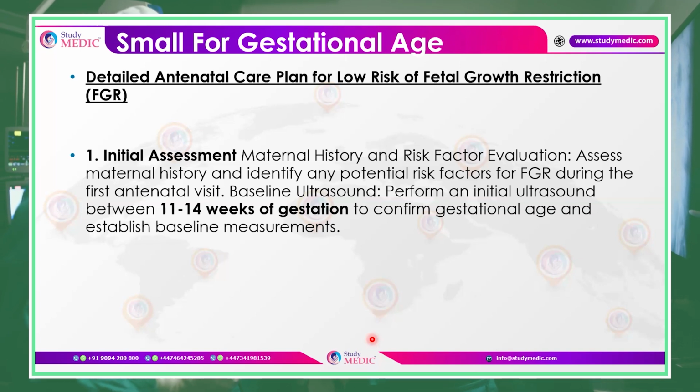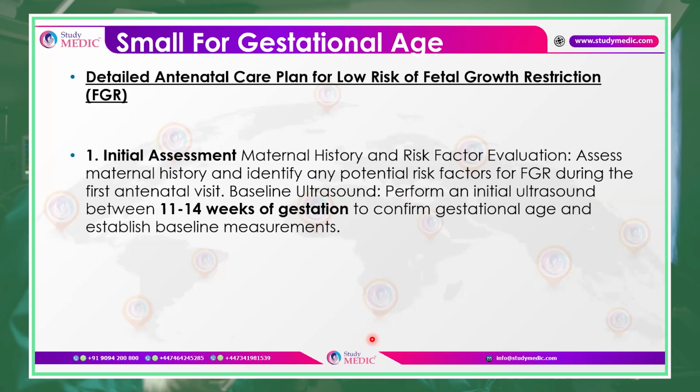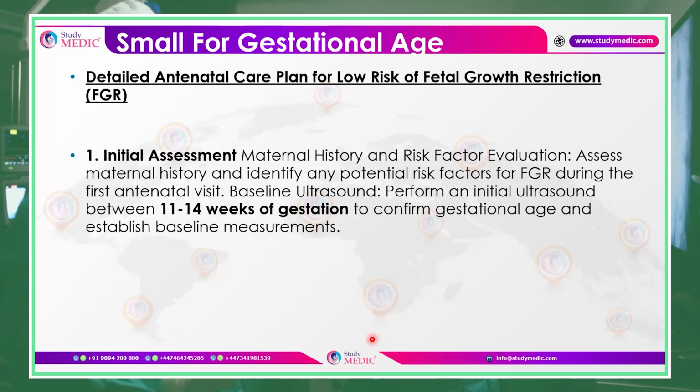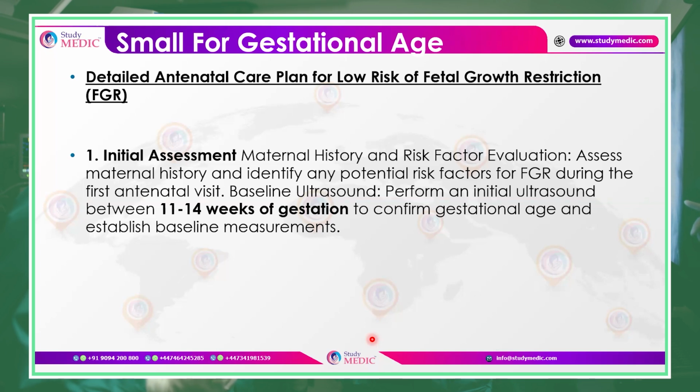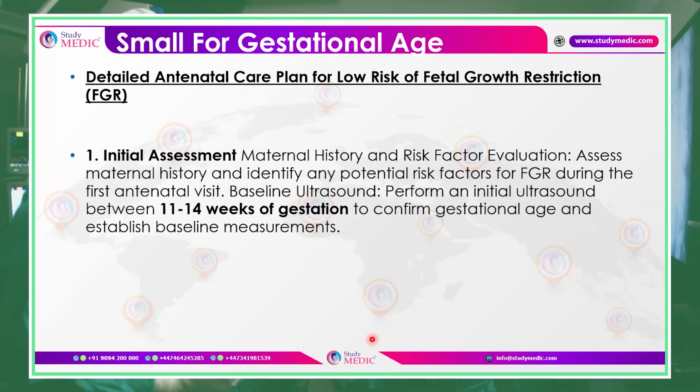Basically, the risk assessment is done, and in this risk assessment, we have a look at whether these are low risk pregnancies, moderate risk pregnancies, or high risk pregnancies. And then according to that, their care is tailored according to needs and according to the risk factors present in the pregnancy. For the low risk pregnancies, initial assessment would be maternal history and risk factor evaluation to see if there are any potential risk factors for growth retardation at the antenatal visits. Baseline ultrasound would be carried out at 11 to 14 weeks of gestation to confirm the gestational age and to establish the baseline measurements.